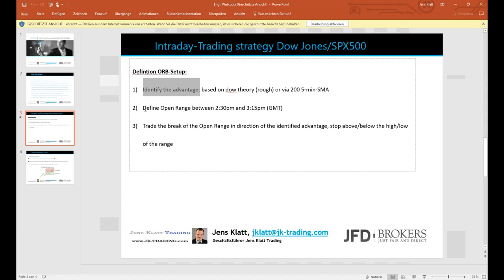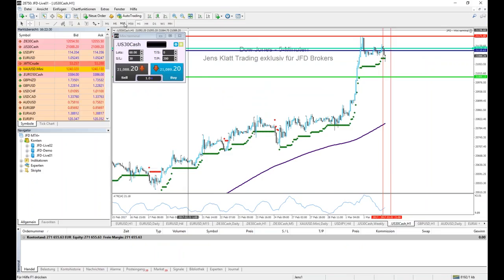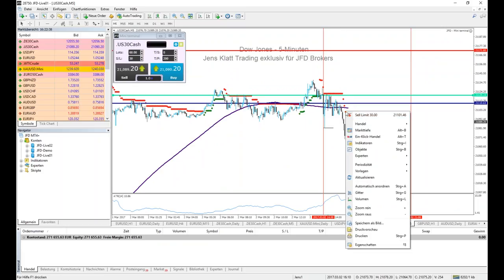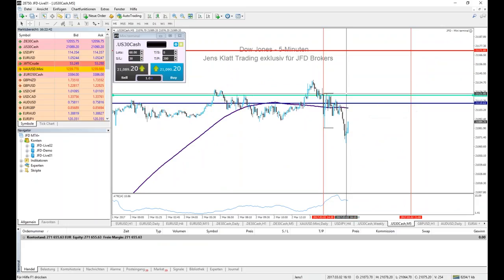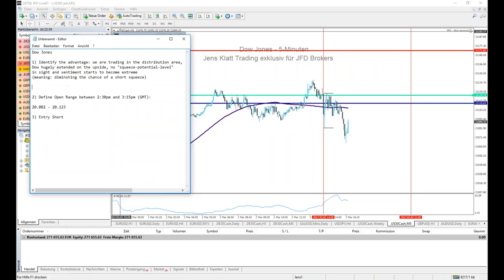And now you do the following: you define the open range in this interval, and you have it between 20,082 and 20,122. This is done automatically thanks to this open range breakout indicator. So here, these two black lines, there you have it. By the way, I take out the super trend here since it doesn't help us right now. So those two lines, it's 82 and 23. Okay, and now you say, based on that, I have to fill in here advantage on the short side.